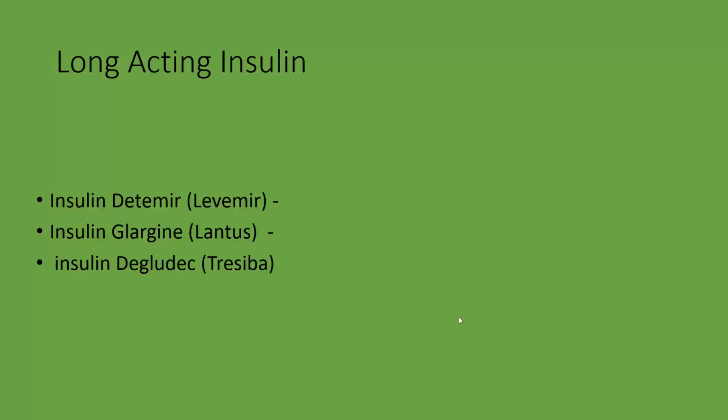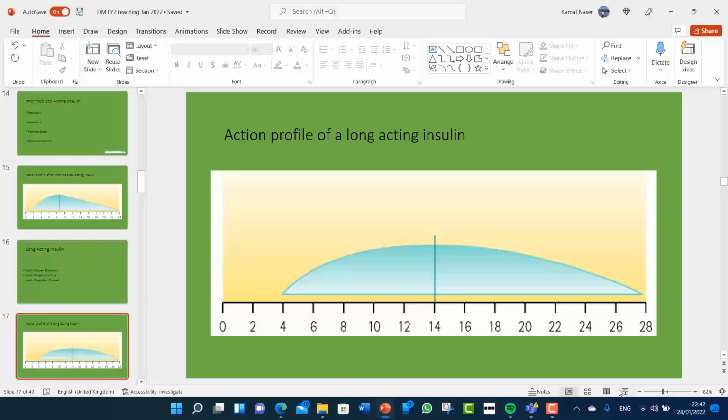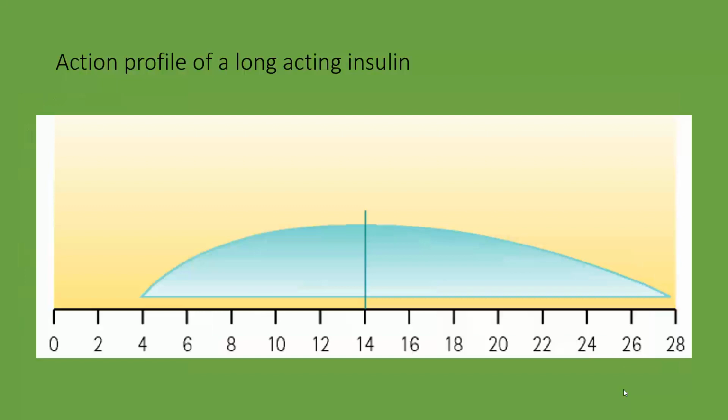Levemir and Glargine are, I would say, some of the oldest ones. The Levemir works for about 16 to 18 hours. Lantus also about 18 hours. Tresiba is Degludec, the longest acting one, with a half-life of about 42 hours, but it's given once a day. So all three insulins are given once a day.